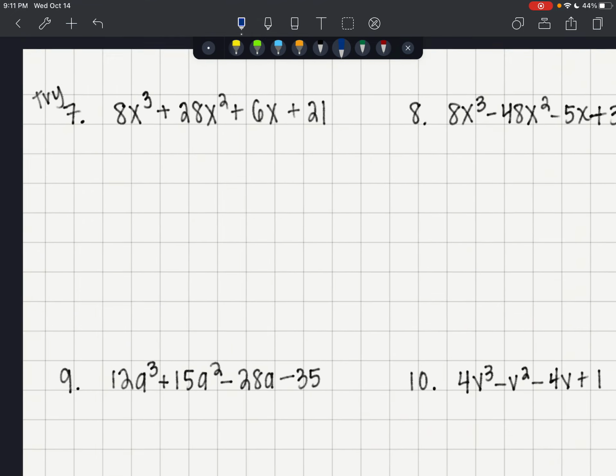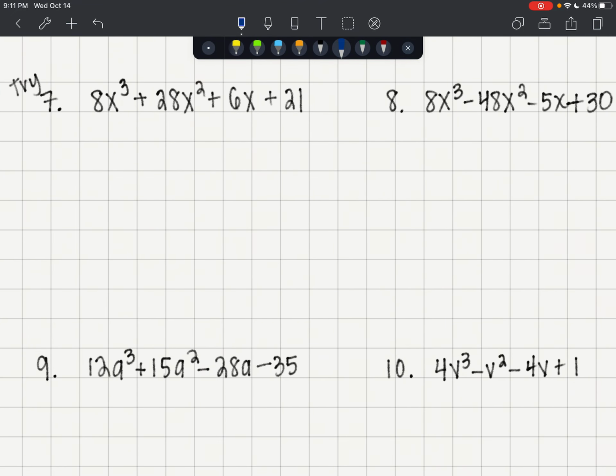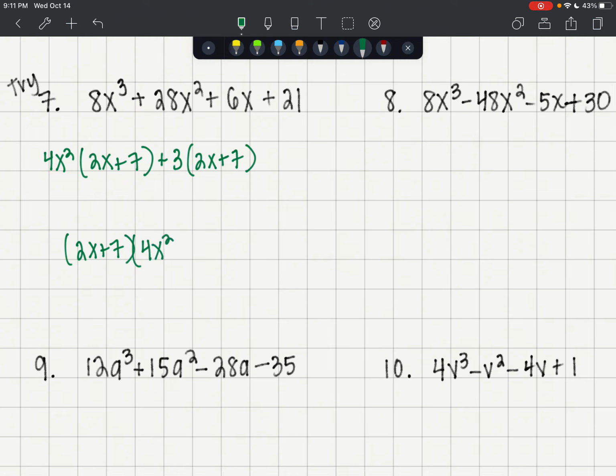Okay, go ahead and try number 7. Press pause, make sure you've got it, and then come back and check your answer. Okay, on number 7, I have 4x squared times 2x plus 7 plus 3 times 2x plus 7. So our answer is 2x plus 7 times the quantity 4x squared plus 3.